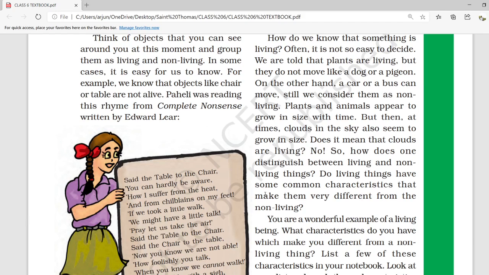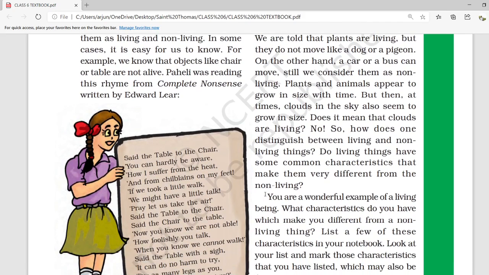So first, on the movement, we cannot differentiate. Second, on the basis of growth, we cannot differentiate. But then clouds in the sky also seem to grow in size. Okay. Does it mean that clouds are living? No. So how does one distinguish between living and non-living things? Do living things have some common characteristics that make them very different from non-living things? Okay.